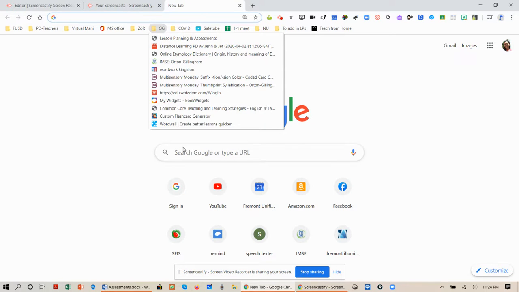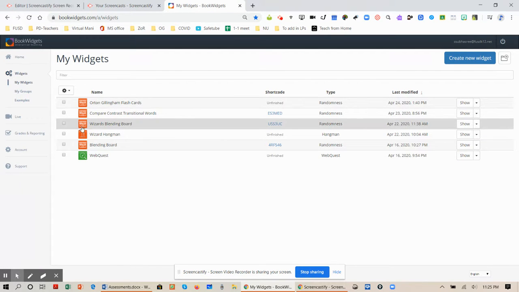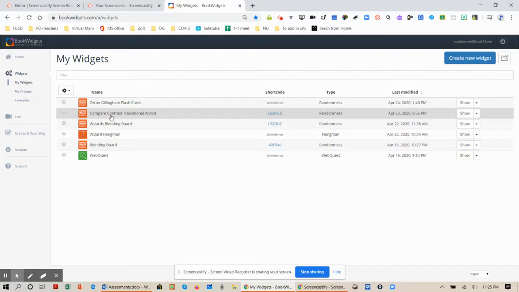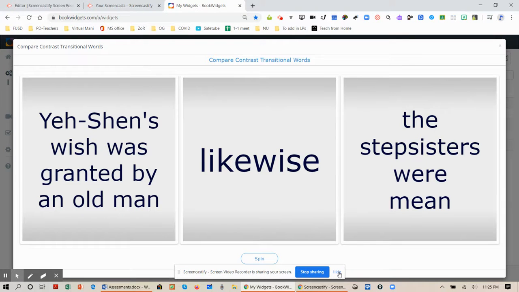So, I created this on Bookwidgets, which is currently free for teachers because we are in the COVID-19 shutdown. So I would use the transitional words. I use the Randomizer app function in Bookwidgets. So I have the three cards here.